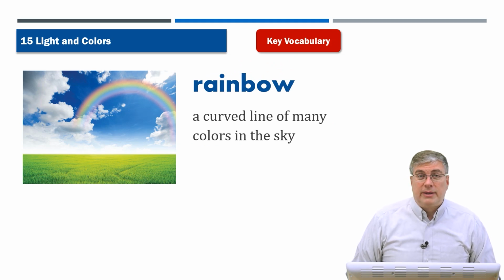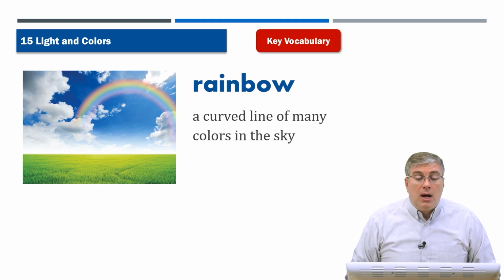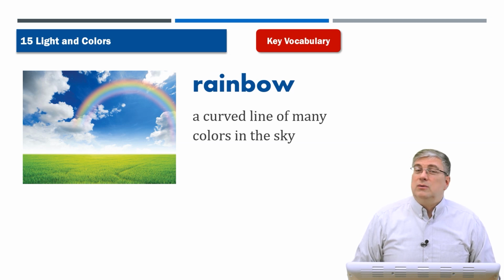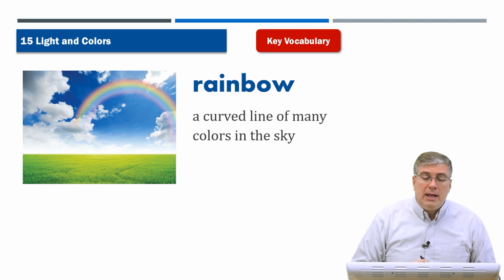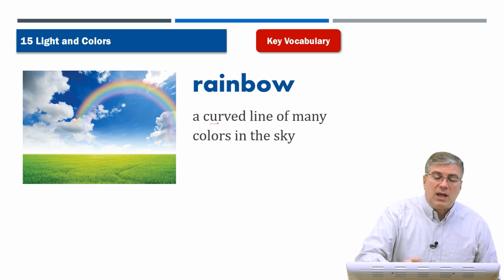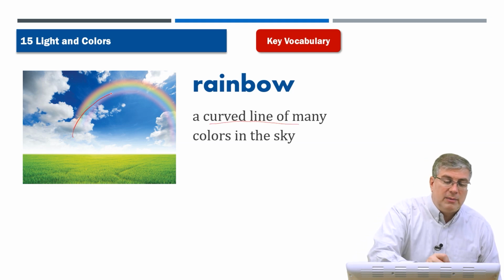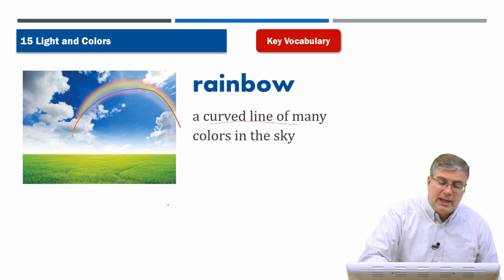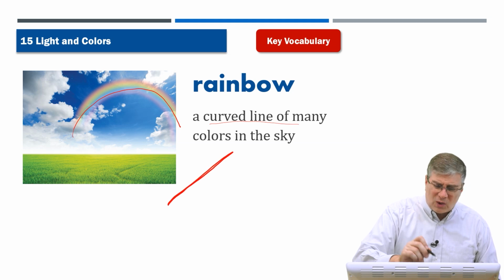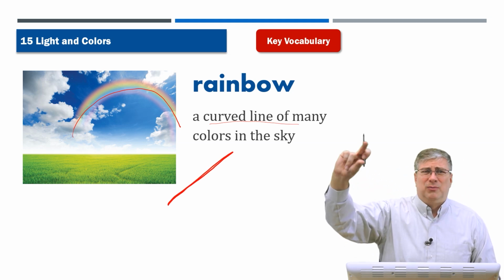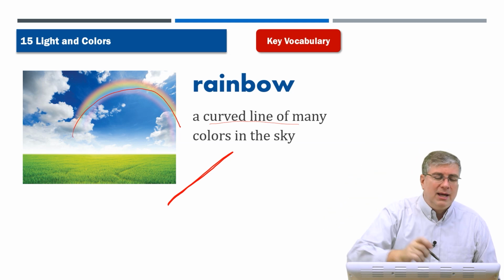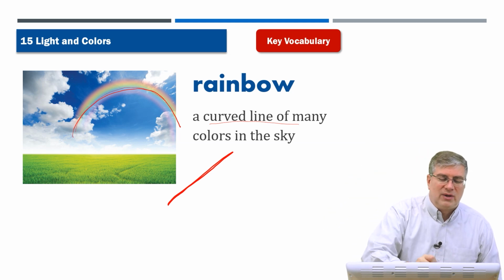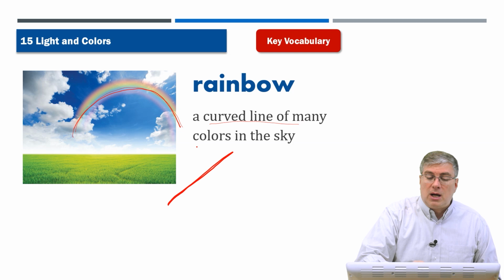Rainbow. I talked about that before when we talked about prism. A rainbow, of course, you might see in nature as well. A rainbow is a curved line. It's usually a curved line, meaning like this, curved, not a straight line. This is a straight line. Rainbows, you never see a straight rainbow. That's weird. Nobody's ever seen that. Rainbows are usually curved lines of many colors in the sky.